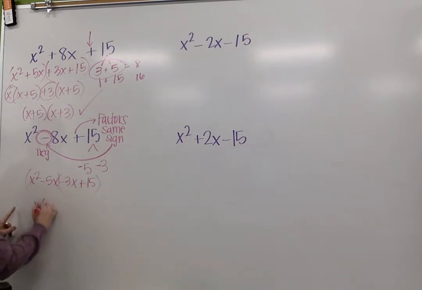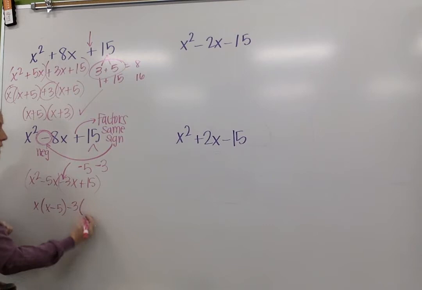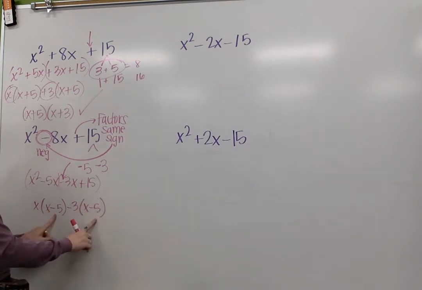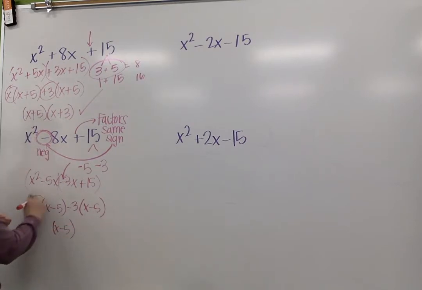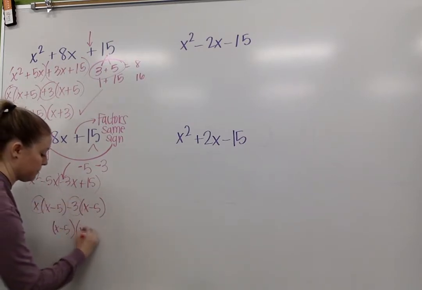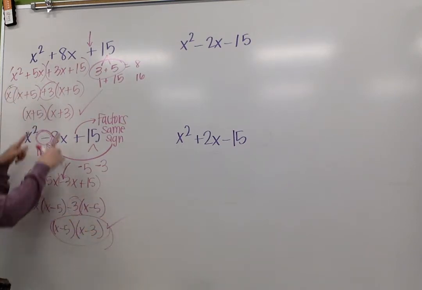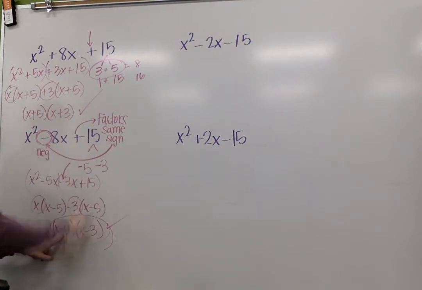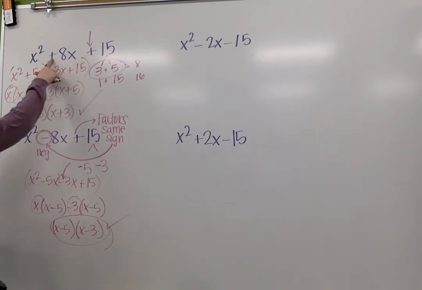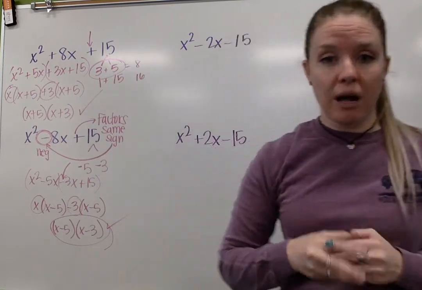Here we have an x in common, and I'm left with x minus 5. Here, because of this negative, remember, I have a negative 3 in common, which leaves me with x minus 5. Together, we have our x minus 5, and I'm left with x minus 3. Boom, factored. Love it. Notice, signs are the same, both negative. Negative and negative. Signs are the same, both positive. Positive and positive. Those clues in our problems are super, super helpful.